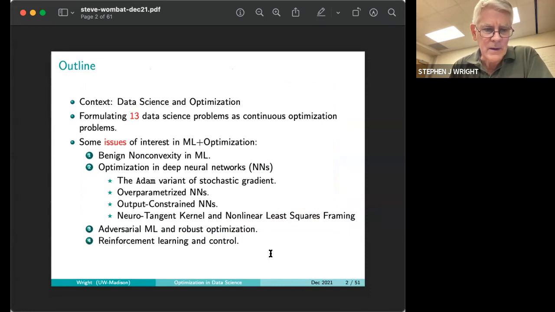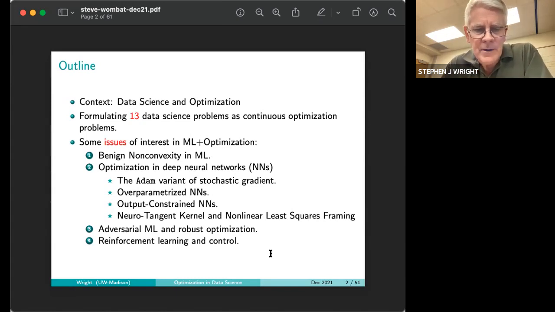So let me start out by giving some context. I can skip over this stuff pretty quickly because I think most of you are fairly familiar with this. I then have a laundry list of 13 problems in data science that you can write as continuous optimization problems. I'll go through those, but then I'll get to stuff that's probably more current and relevant and represents ongoing research. These are all things at the interface of machine learning and optimization.